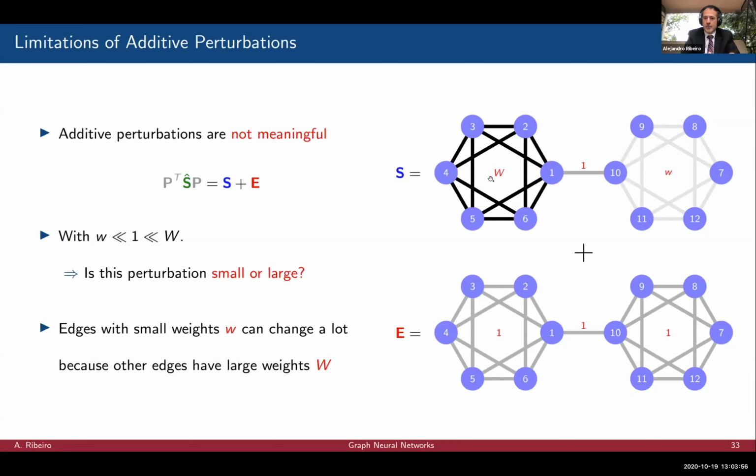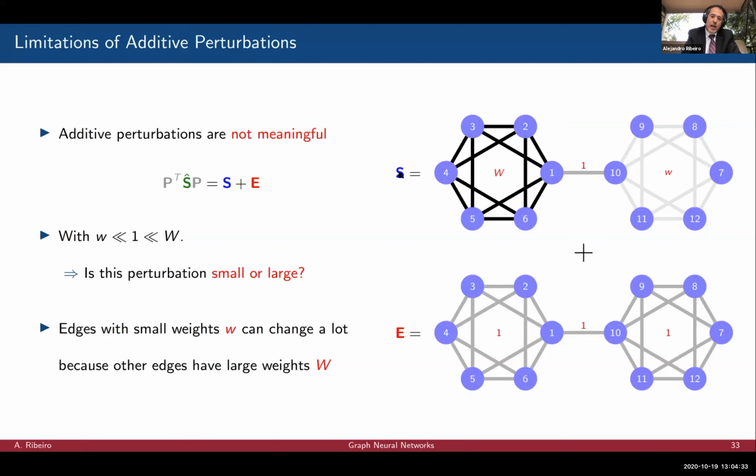So you have a graph here in which you have a strong community on the left, a weak community on the right, and you add this perturbation in which all of the weights are 1. If little w is much smaller than 1, which is much smaller than big W, is this a large perturbation or a small perturbation? Well, it's difficult to tell, right? Intuitively speaking, the perturbation is large because you're changing the graph drastically. This community here now is strongly, somewhat connected, whereas before it was barely connected.